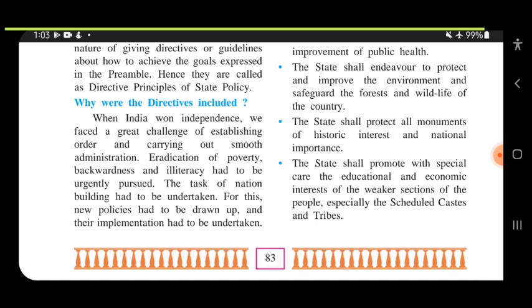Okay. Then the state shall promote with special care the educational and economic interest of the weaker section of the people, especially the scheduled caste and the scheduled tribes. Now we also know that the scheduled caste, scheduled tribe people are very poor people. So they should also get the opportunity to take education to get a job.